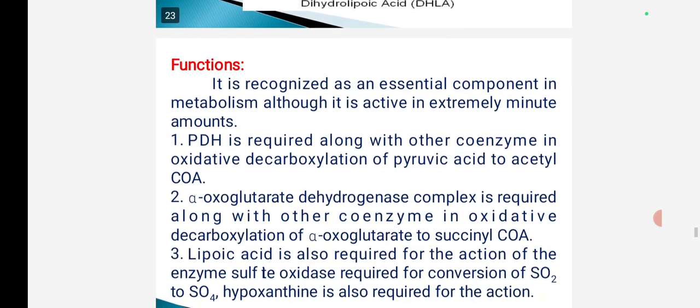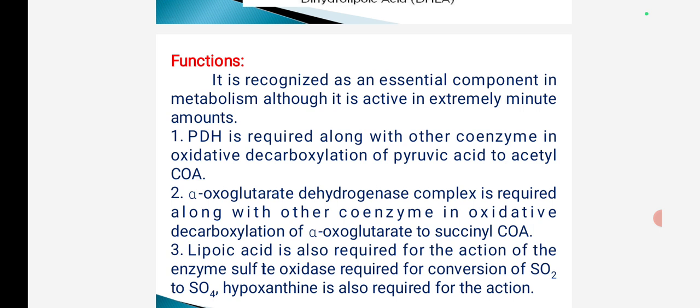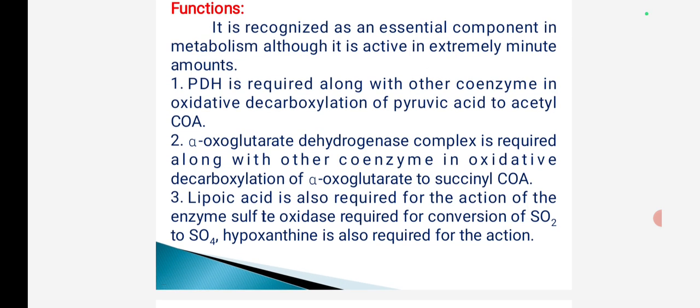Function of the coenzyme. This coenzyme is involved in the pyruvate dehydrogenase complex, required along with other coenzymes in oxidative decarboxylation of pyruvate to acetyl-CoA. Alpha-ketoglutarate dehydrogenase complex requires it along with other coenzymes in oxidative decarboxylation of alpha-ketoglutarate to succinyl-CoA. Lipoic acid is also required for the action of the enzyme sulfite oxidase, required for conversion of sulfite to sulfate.